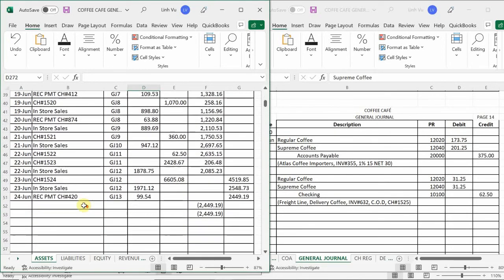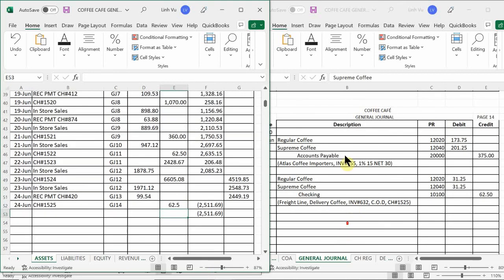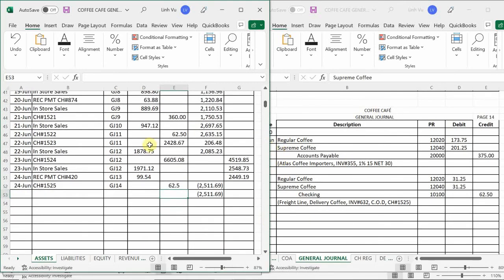Okay, so checking. We wrote a check out. Check number 1525 for $62.50. So that should give you $2,449.19. That's after we deposited the money. So we subtracted more money.